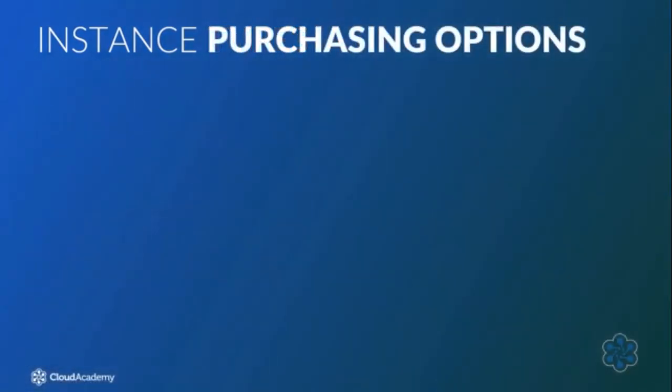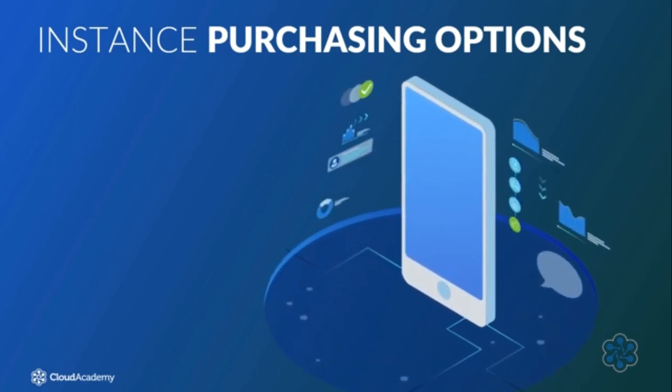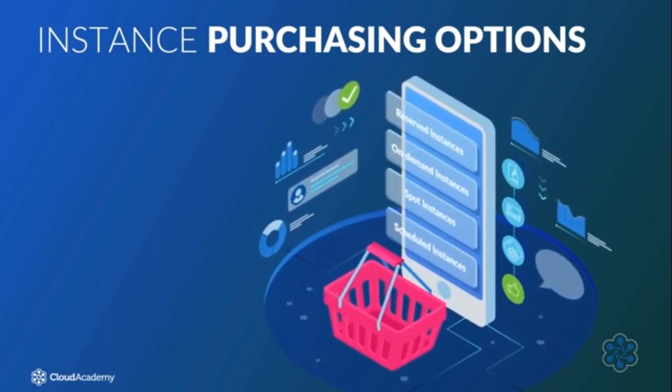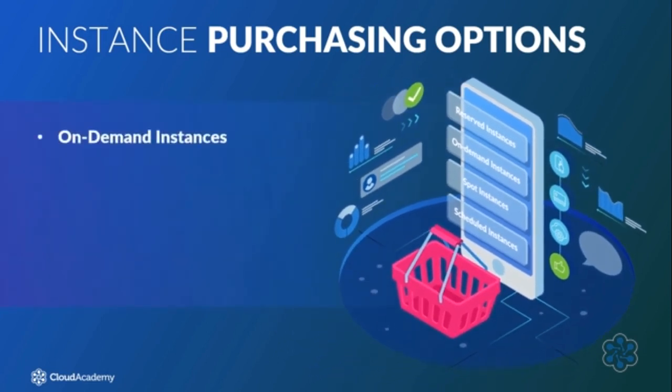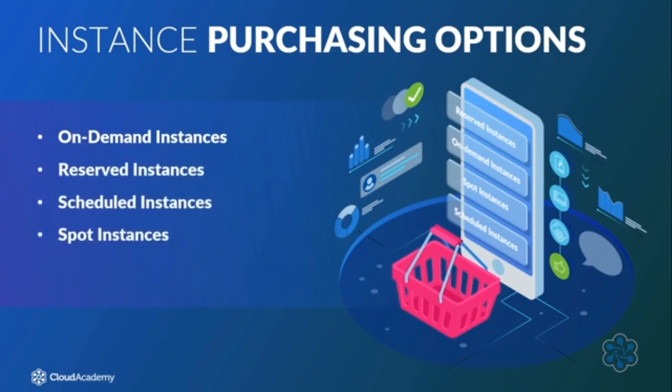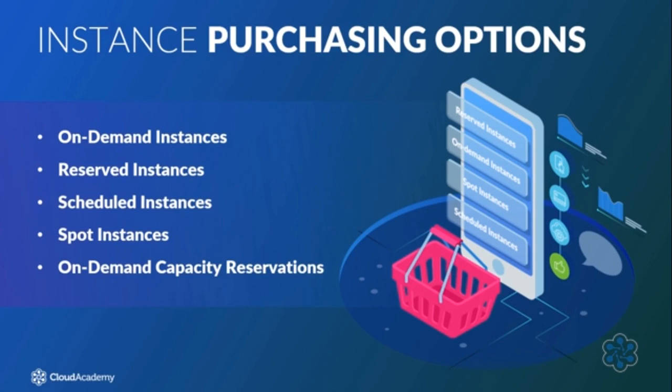Instance purchasing options. You can purchase EC2 instances through a variety of different payment plans. These have been designed to help you save costs by selecting the most appropriate option for your deployment. The different EC2 payment options are as follows: on-demand instances, reserved instances, scheduled instances, spot instances, and on-demand capacity reservations. It's good to be aware of these different options, as having an understanding of these can help you save a considerable amount of money depending on your use case. Let me run through each option to help explain.